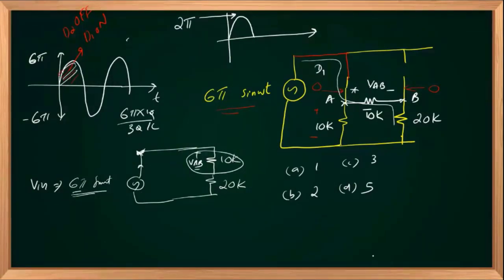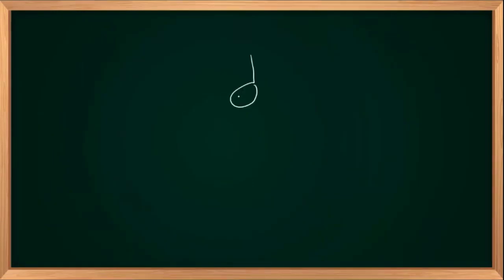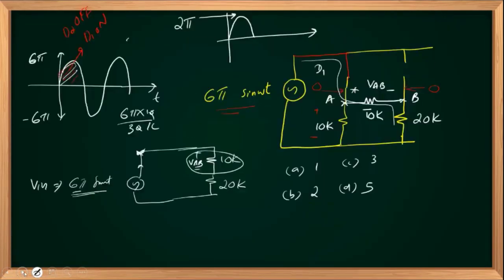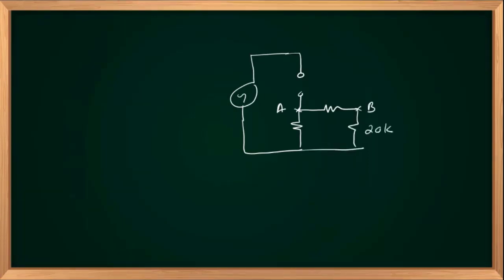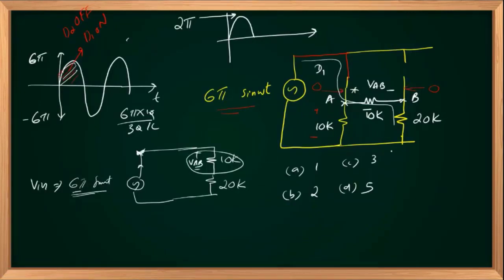When your diode D2 is on and D1 is off, this Vin will appear like this, and your actual circuit was: D1 should be open. So this branch, I will open it, and there is a 10K connected to the reference. Here I will have another 10K, and this was my point A. This was my point B, and from B to reference I have 20K. Clear? And I should short my diode D2.